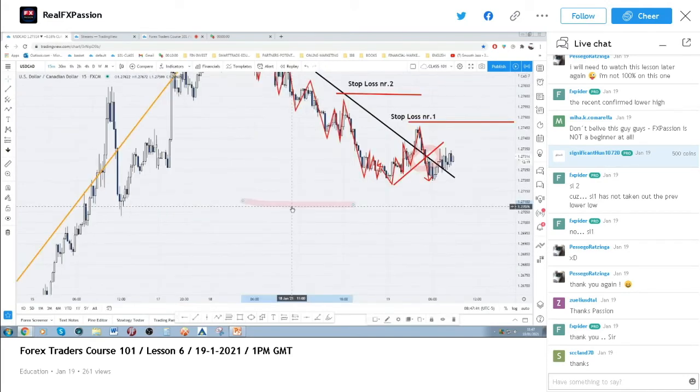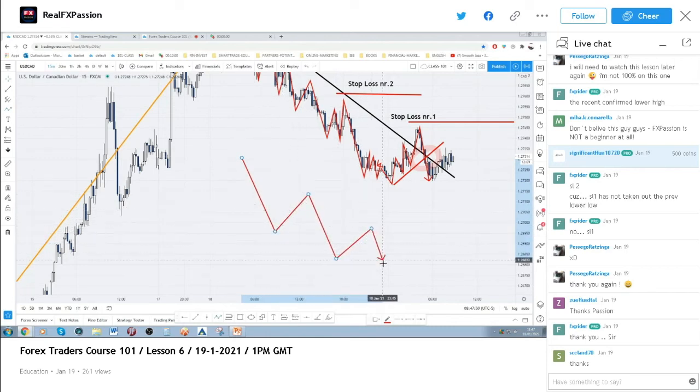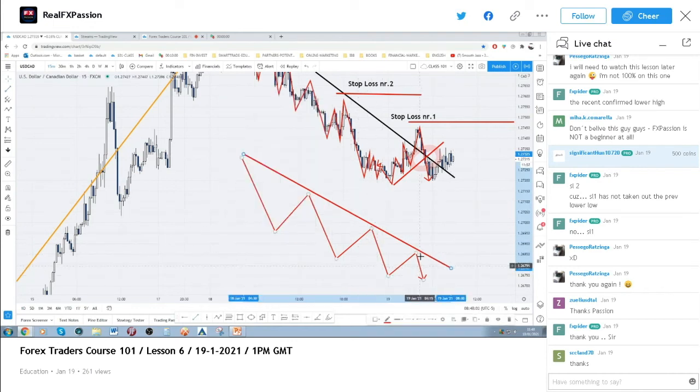Now, let's clarify the question. If this is the short-term downtrend, okay, if this is the downtrend line, and we have a kind of a break, but not really. Something like this. This would be the example. And this is the downtrend line.